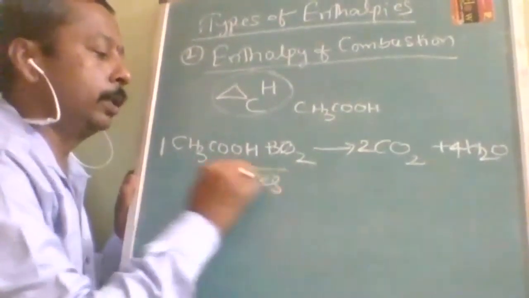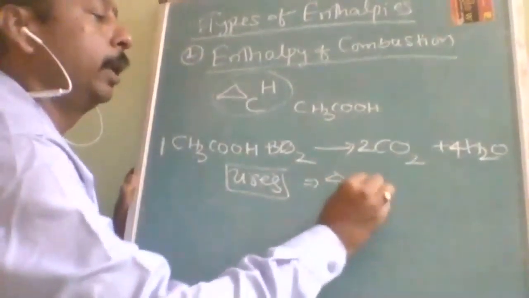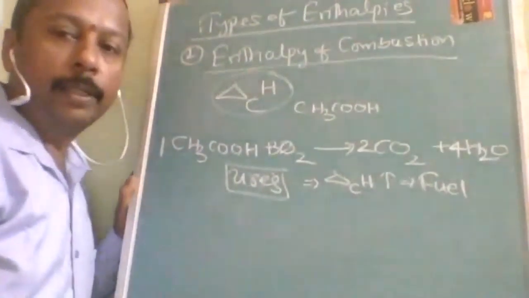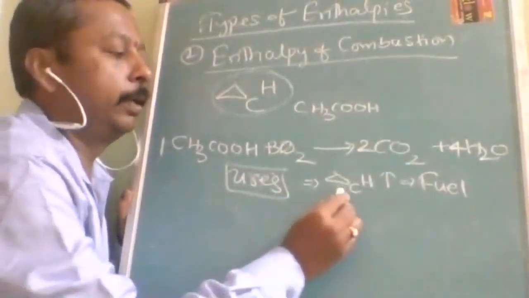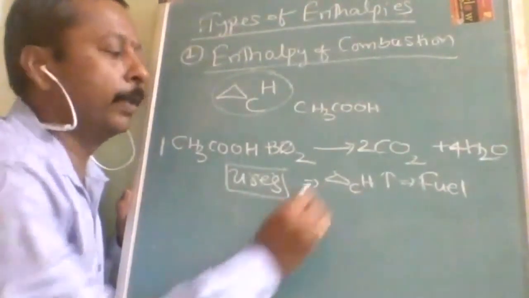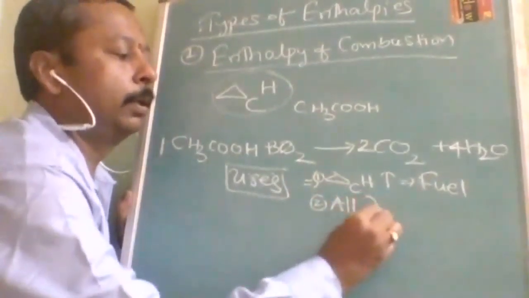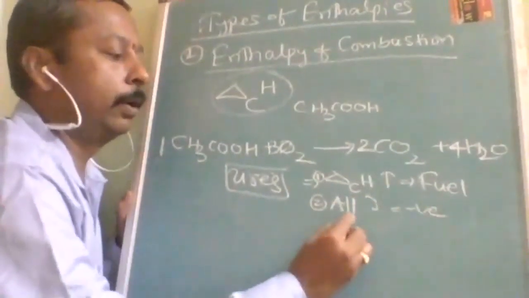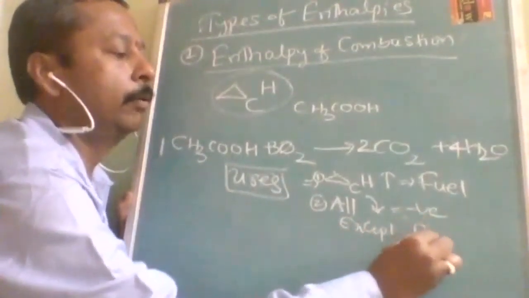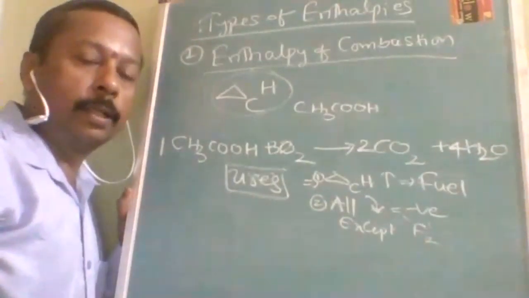Okay. Now coming to the uses. In the uses side, higher the delta C, enthalpy of combustion, then fuel characters are more. Okay. When more negative, when higher the enthalpy of combustion, better are the fuel properties. Second thing, all enthalpy of combustion are negative, always negative, except there is one exception, that is fluorine. Fluorine is more electronegative, therefore, for combustion, it requires energy rather than releasing.